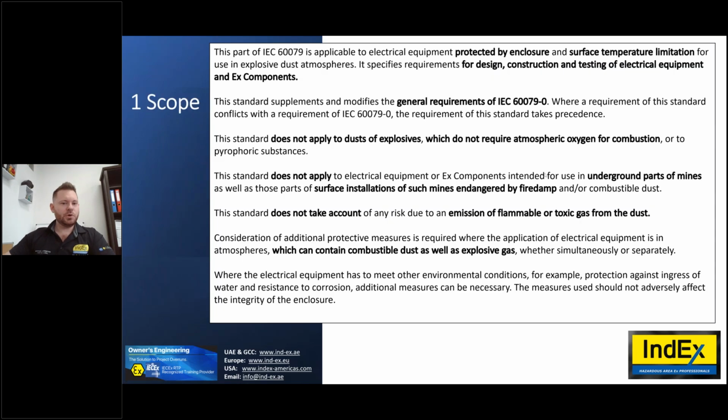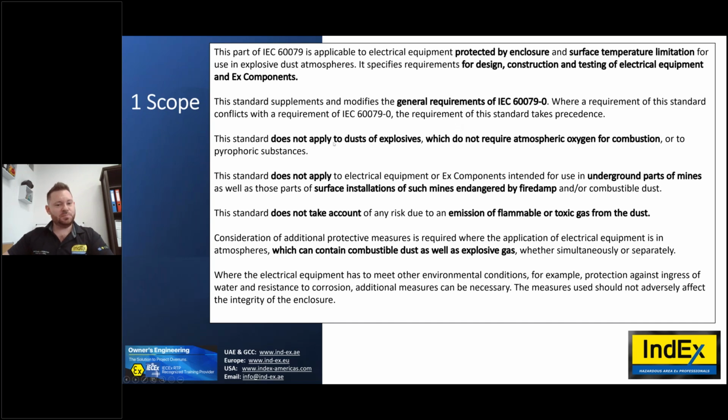Now, when we go into the standard, scope 1: this standard, -31, is protection by enclosure, which protects through surface temperature limitation for use in dust hazardous atmospheres. It has specific requirements for design, construction, and testing of the electrical equipment and components. The general requirements of 60079-0 also apply. If there are any conflicts, this standard takes precedence.